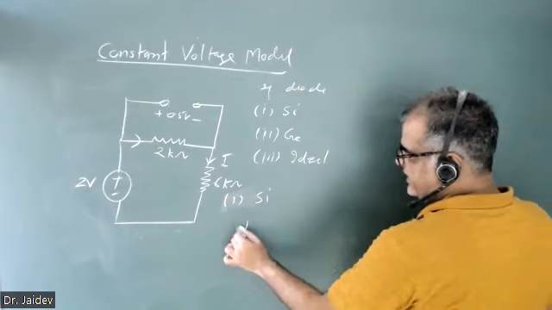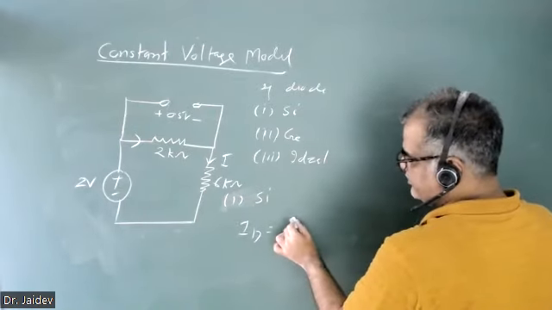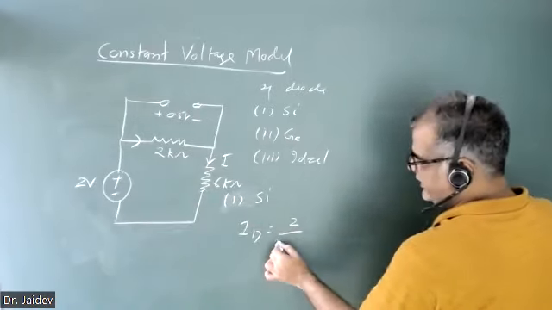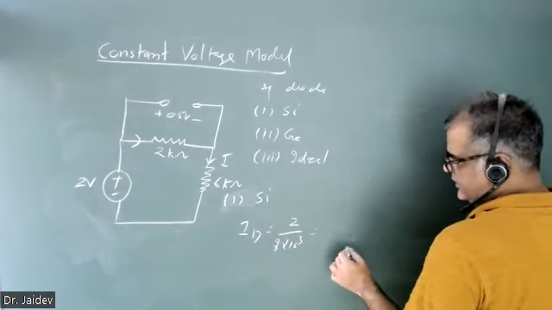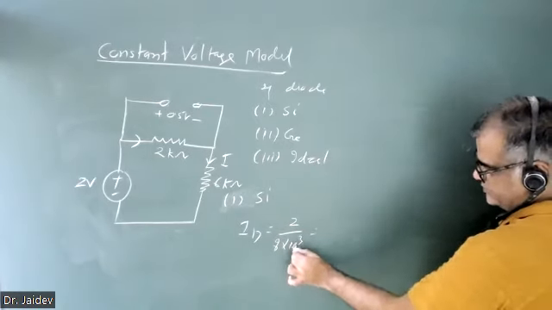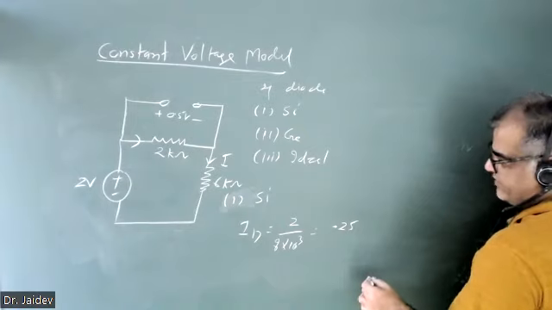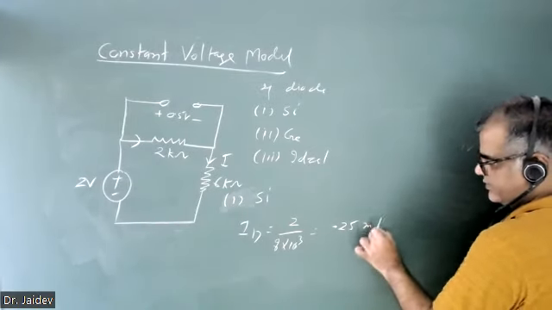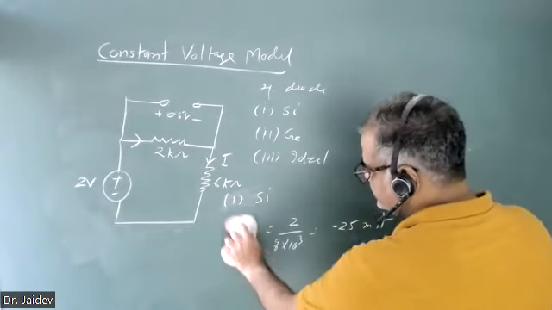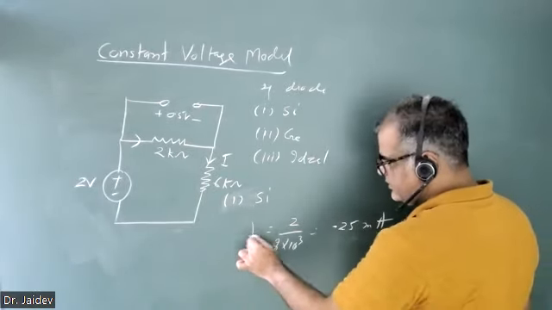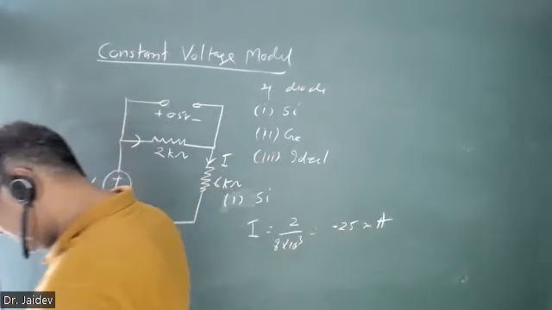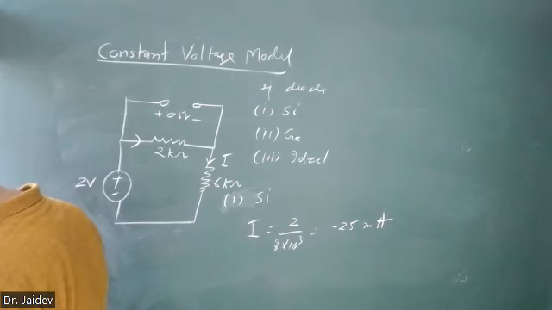So for the silicon case, how much will I be? I will be 2 upon 8 kilo ohm, that is 1 by 4, 0.25 milliampere. For the first case, call it ID or I? In this question it is called I. So my I will be 0.25 milliampere. Yes or no? How much will it come? And for the second case, tell me how much will it come? What will the second case be?